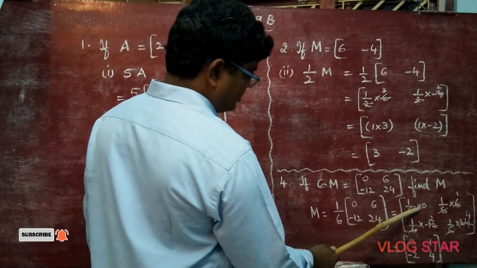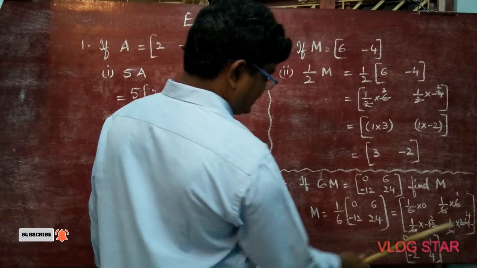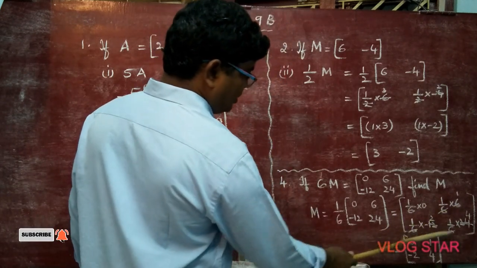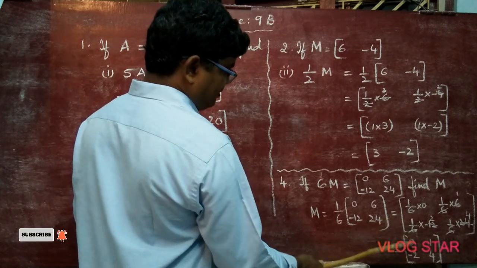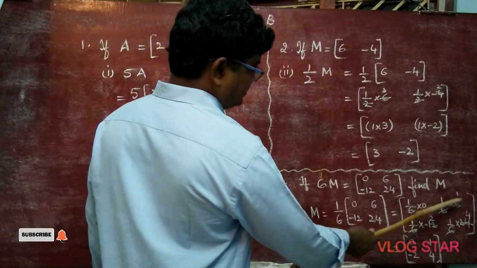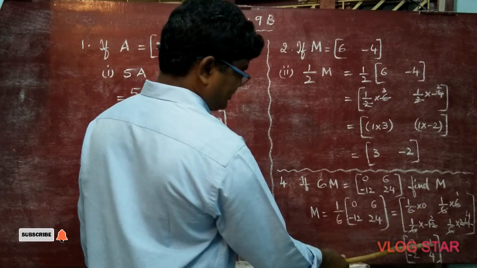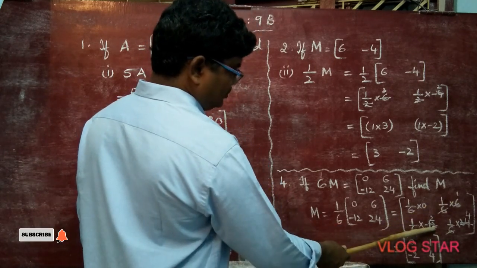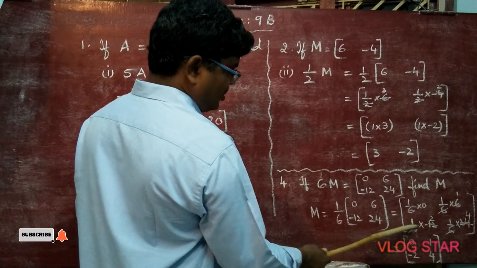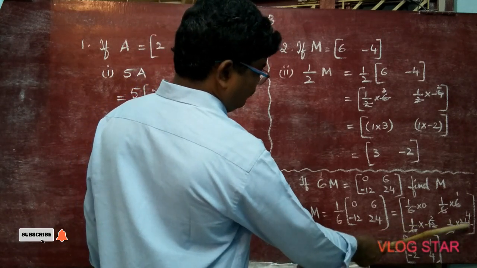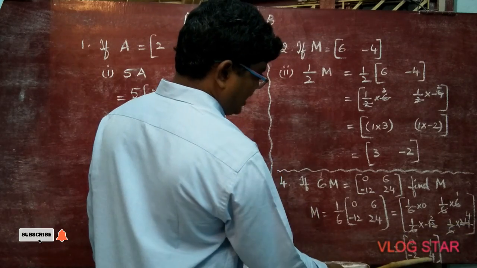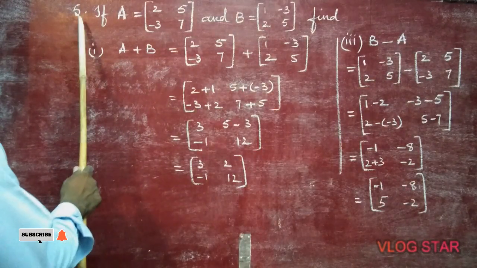Now 1 by 6 into 0, 1 by 6 into 6, 1 by 6 into minus 12, 1 by 6 into 24. Now 0 into anything will be 0. 6 goes in 6 one time. 1 ones are 1. 6 goes here 2 times in 12. Here minus is there. 1 into minus 2 is minus 2. 6 goes in 24 4 times. 1 4s are 4.